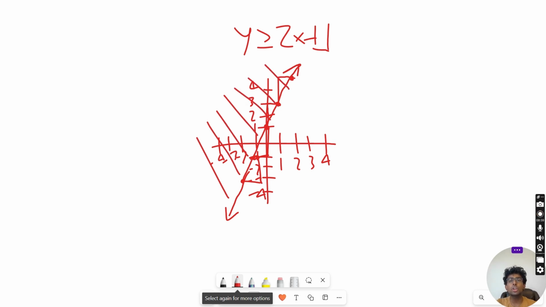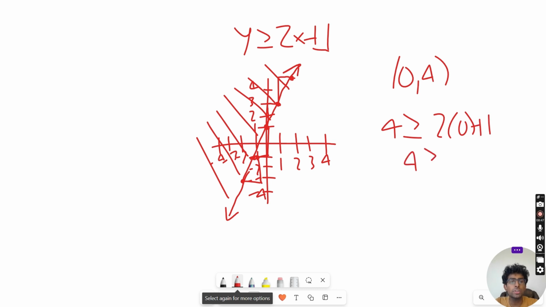And if you really wanted to, you could try another point, like let's say 0, 4. 4 is greater than or equal to 2 times 0 plus 1. 4 is greater than or equal to 0 plus 1. 4 is greater than or equal to 1. Yes, that is true. 4 is greater than 1. That inequality is satisfied. So this left area, that's what you'd be shading.